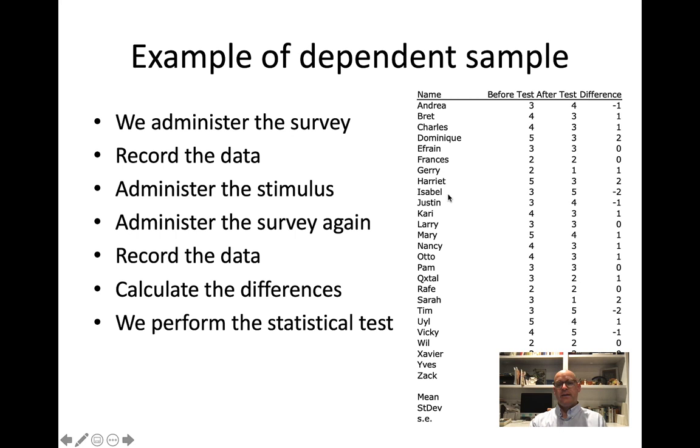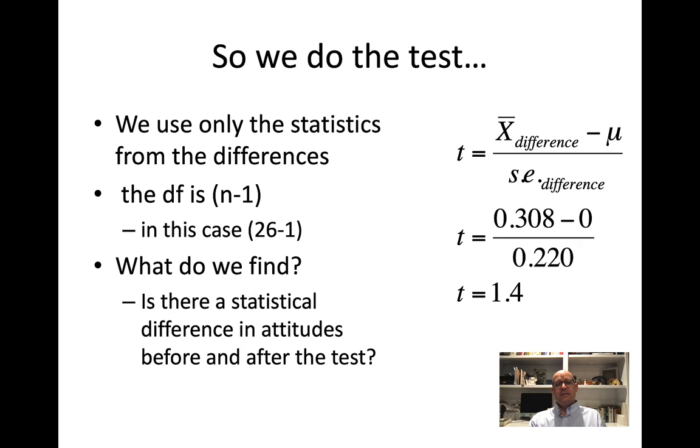We've got A through Z here, their score before the test, the score after the test, and then the difference. Now, what we do in a dependent sample test is just like a one sample test. We're actually not comparing the before score with the after score. You can do it that way, but a dependent sample test most often follows a one sample test where the t score is the mean difference. It looks a whole lot like a one sample test. And the mu, the population, is zero.